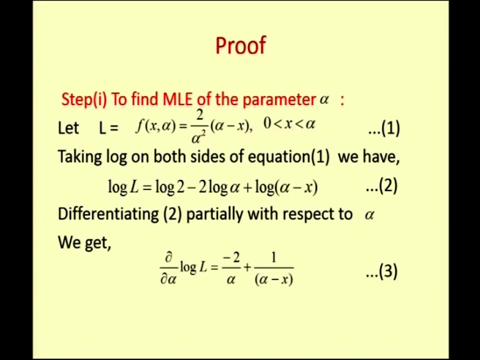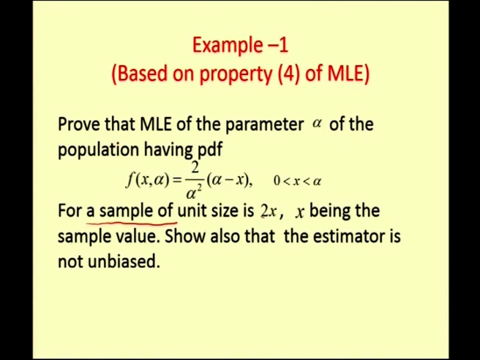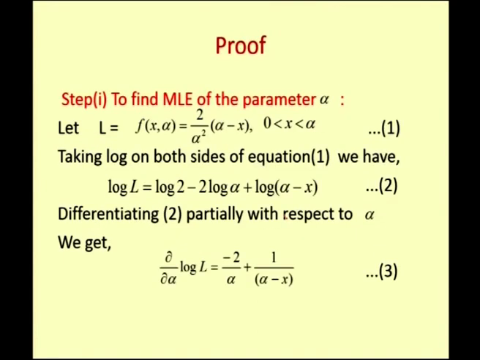Now I am going to denote this as L, where L stands for likelihood function. Usually for the likelihood function you should have n random samples, but I have said that for a sample of unit size. So here for only one sample we are going to take, therefore I am denoting this as L. Now take log on both sides of the equation. So for a single sample, log L is equal to log 2. Denominator when you take it becomes minus 2 log alpha, plus log of alpha minus x.